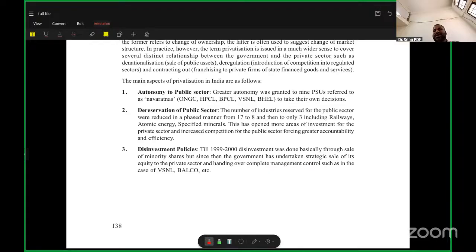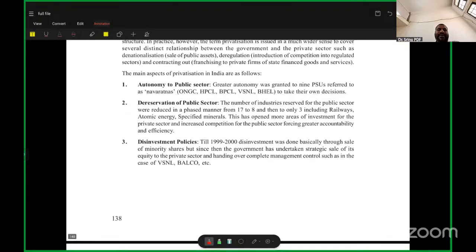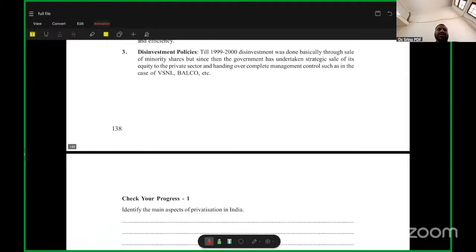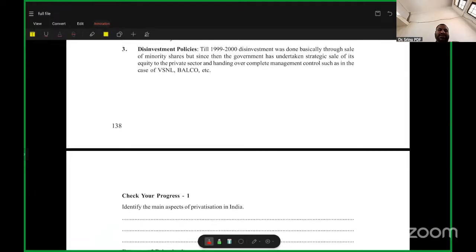And dereservation of the public sector. The number of industries reserved for the public sector was reduced in a phased manner from 17 to 8, and then to only 3, including railways, atomic energy, and specified minerals. This opened more areas for investment by the private sector. Disinvestment policies: till 1999-2000, disinvestment was basically through the sale of minority shares. But since then, the government has undertaken strategic sales of equity to the private sector, handing over complete management, such as VSNL, Balco, etc.